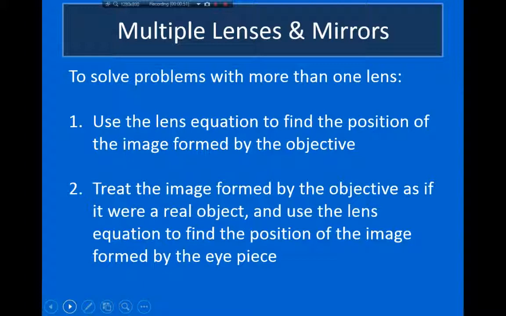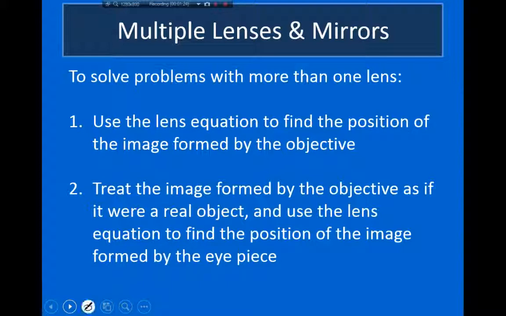So the general strategy that we use to solve these types of problems is that you first calculate the size and location of the image formed by the objective. Remember, that's the lens that's closer to the object. You then treat the image that's formed by the objective as if it was an actual object, and then you calculate the size and position of the image formed by the eyepiece using the image formed by the objective as your object.